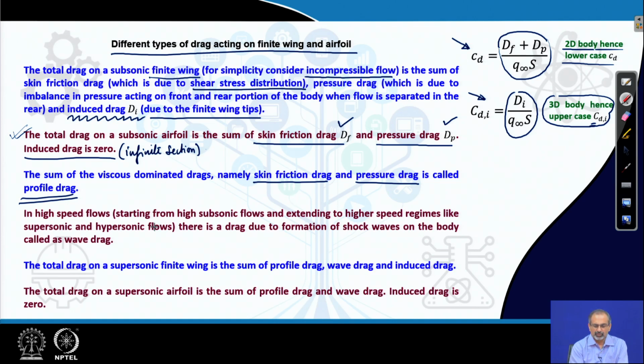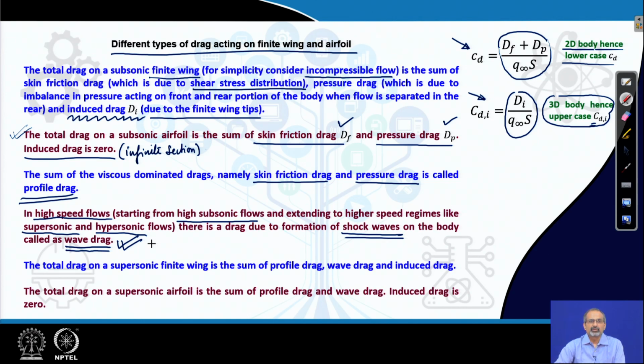In high speed flows, starting from high subsonic flows and extending to higher speed regimes like supersonic and hypersonic flows, which we will look at later, there is a drag due to formation of shock waves on the body. That is a very special kind of drag which is going to occur only at high speeds. That is called wave drag. So, that will be an additional component of drag which will affect a finite or an infinite wing section when it is moving through high speed flows.